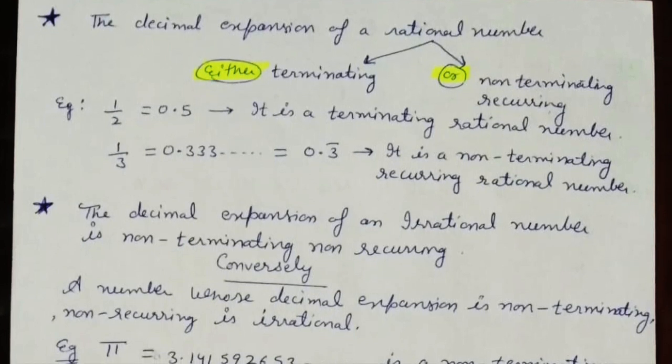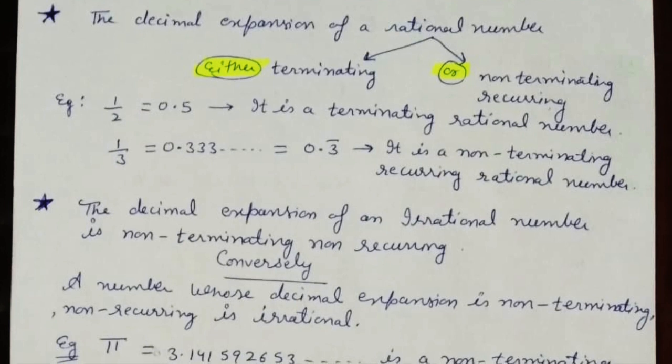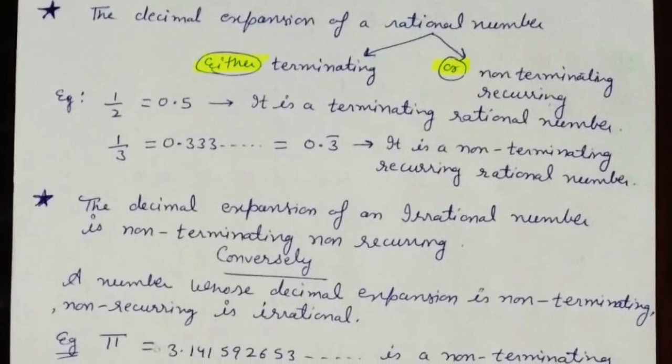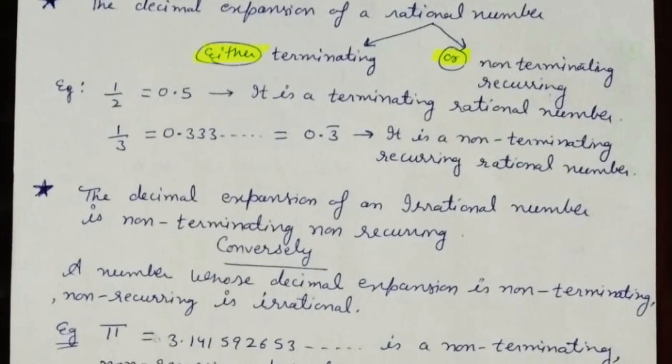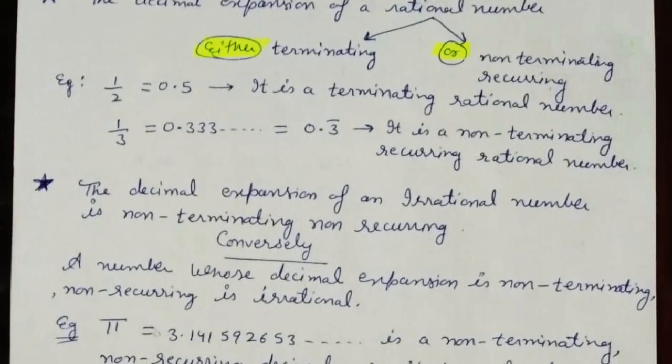Now next, the decimal expansion of a rational number either may be terminating or non-terminating reoccurring. For example, 1 by 2. When I divide 1 by 2, I will get 0.5. It is a terminating rational number because in this case the remainder is 0.